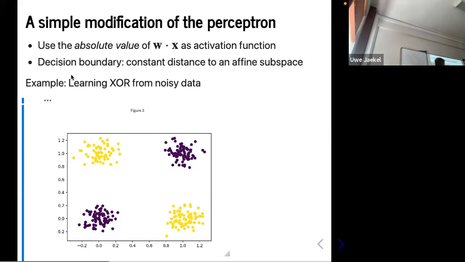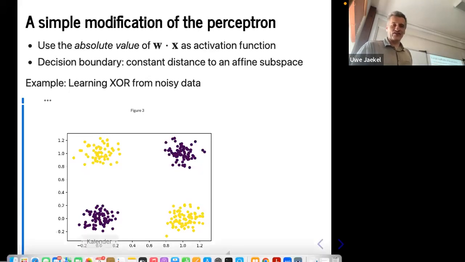and then the absolute value of W times X, it's the distance to this hyperplane. Yeah? And then we get one distance here, one distance here, and by that we can separate these values. So that's basically the simple idea. Babette's original idea was a bit more complicated, but afterwards it was very simple.